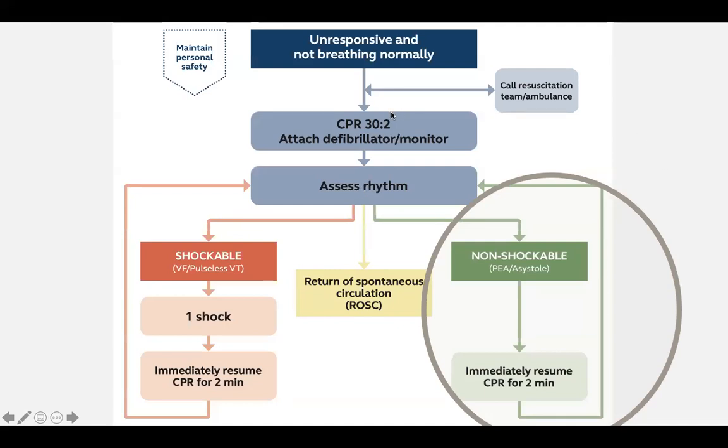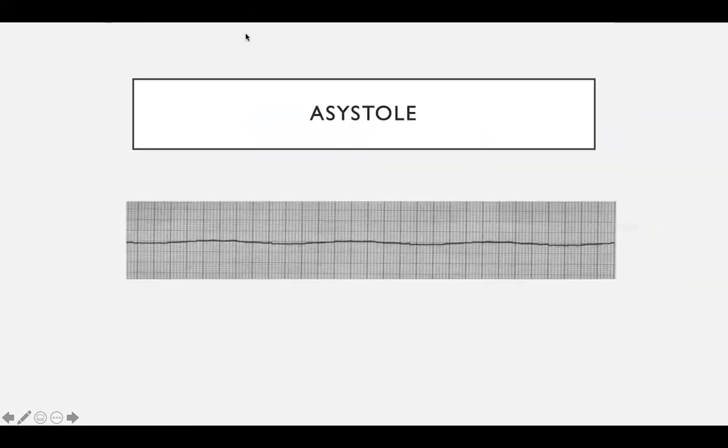Okay, so now we're going to talk about the non-shockable side of the algorithm. So that's PEA or asystole. So this is asystole. So you can see there's no normal ECG complexes, but the baseline isn't entirely flat. So if there was a disconnection, that would lead to a completely flat line, whereas in asystole, there can be a slightly wandering baseline or a sort of a light wave to the ECG, but there's no normal complexes.